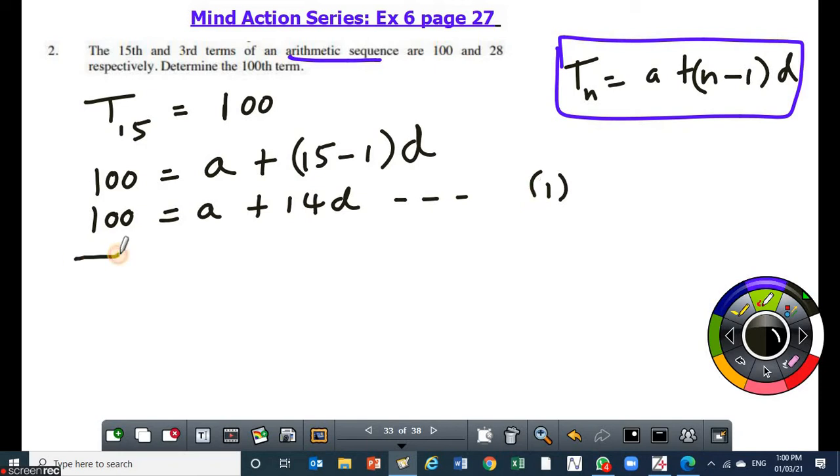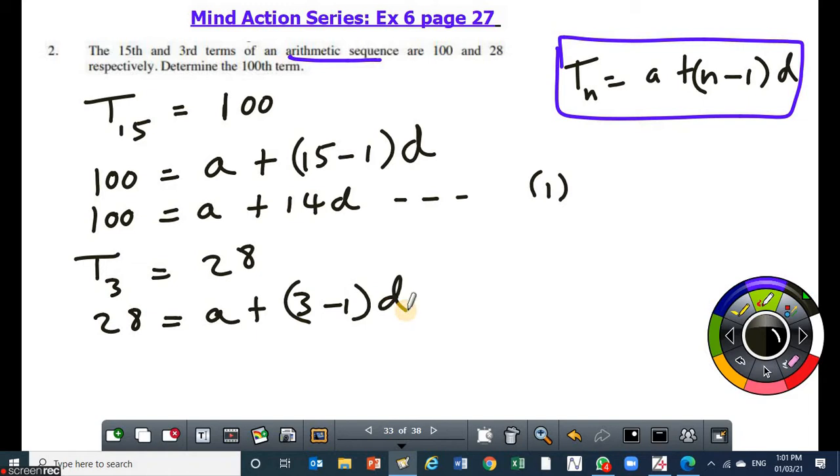Then equation 2, we are told that T3, the third term, is equal to 28. Again, I'm going to use the general term to create another linear equation in terms of A and D. Where there is Tn, I'll put 28. Where there is A, I'll put A. Where there is n, I'll put 3. Where there is D, I'll put D. Then I'll simplify, and I'll get 28 equals A plus 2D. So that's my second equation.